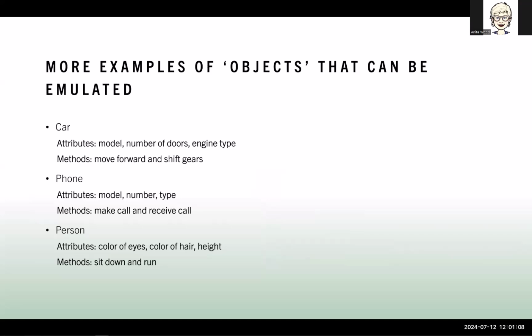So, an alarm clock is just one example of an object that can be emulated by software. Here are a few more. A car, with its attributes of model, number of doors, or engine type. It has methods for move forward and shift gears. How about a phone with attributes model, phone number, and type? You have methods to make a call or receive a call. And a person with attributes of color of the eyes, color of the hair, and the height. And the methods are sit down or run.